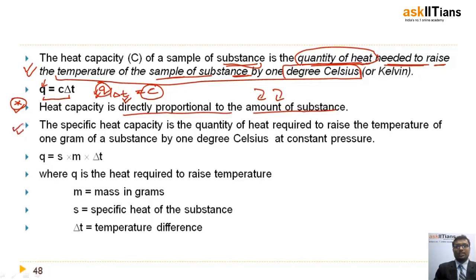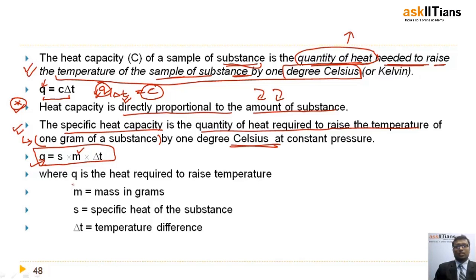Hence we can generate another important equation which deals with the mass of the system or amount of the substance and also the heat required. That heat capacity is called specific heat capacity. It is the quantity of heat required to raise the temperature of 1 gram of a substance by 1 degree Celsius. Here, for heat capacity, we didn't discuss anything about the amount of substance. Here, for specific heat capacity, we are discussing the amount of a substance, right?